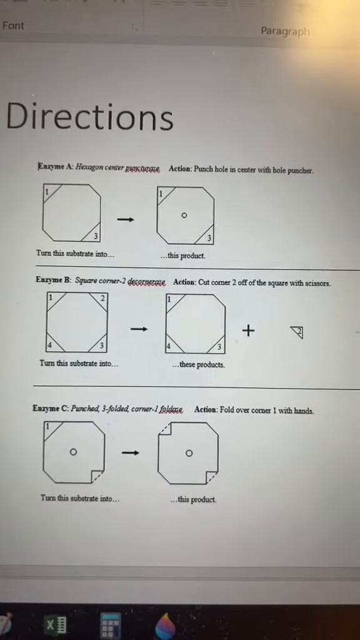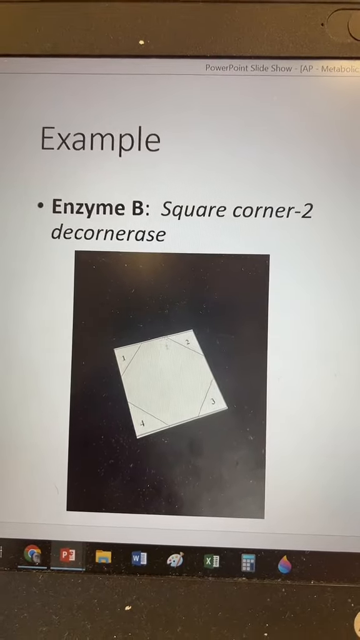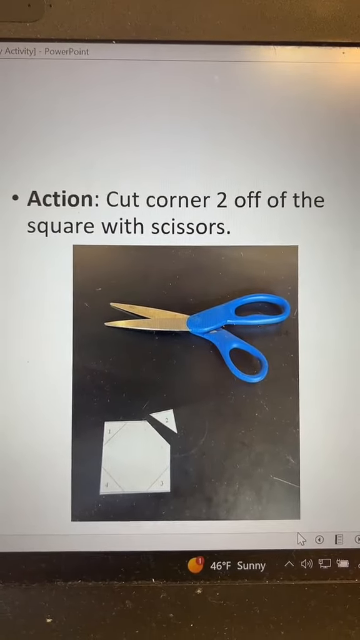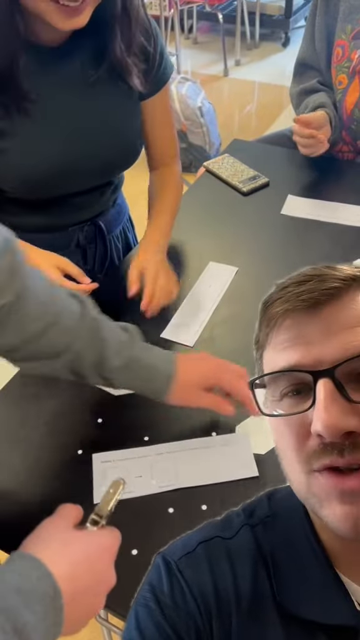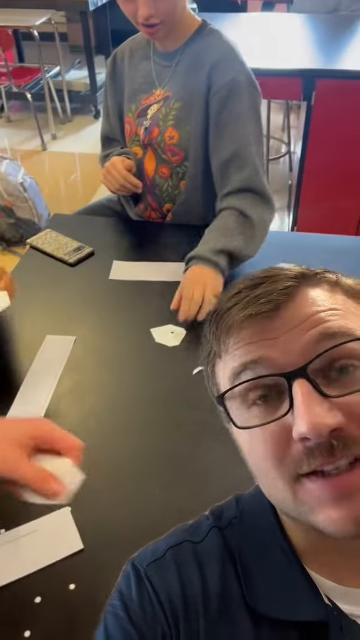In this activity, there were 6 different enzymes. You can see these 3 and these 3. Each of the 6 sets of instructions gives the student its name and the instructions on what it does. You can see this one cuts off corner 2. Each of the students got one of these instruction cards that tells them what to do for their reaction. Each reaction has a specific substrate that it reacts with.